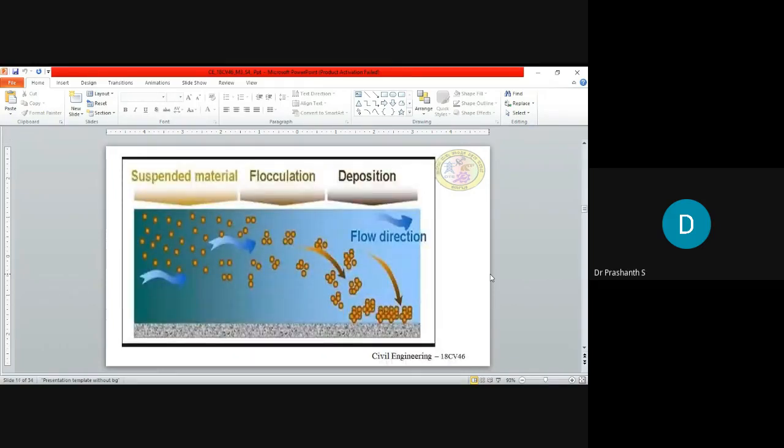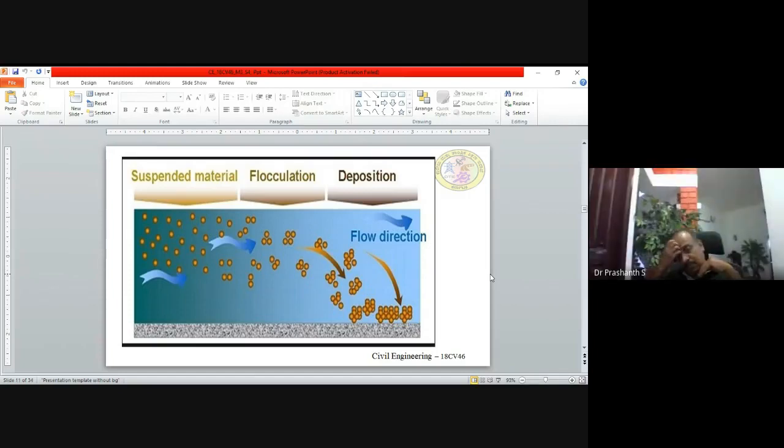This is also a figure. You can see suspended matters are in suspension. Small particles are going up and down, not settling, even though we have given enough time. So we have added coagulants. When the coagulants are added, flocculation takes place, and after flocculation, deposition takes place. Deposits and flocs move. This is the figure which gives you information about the flocculation.